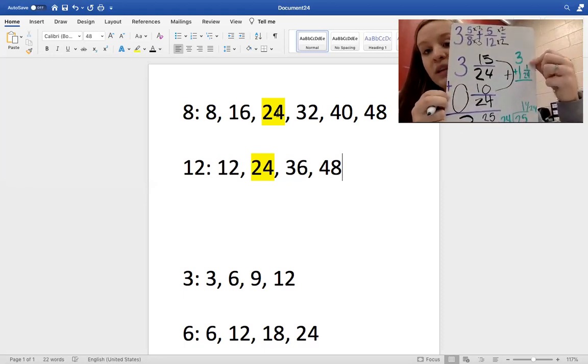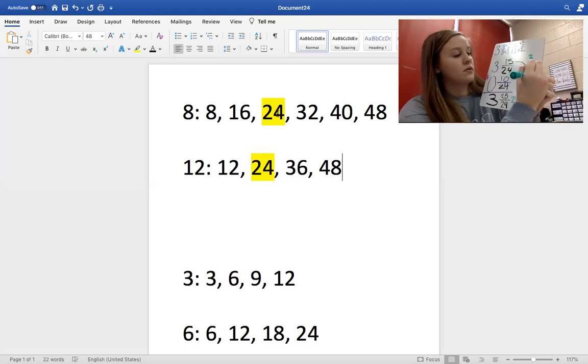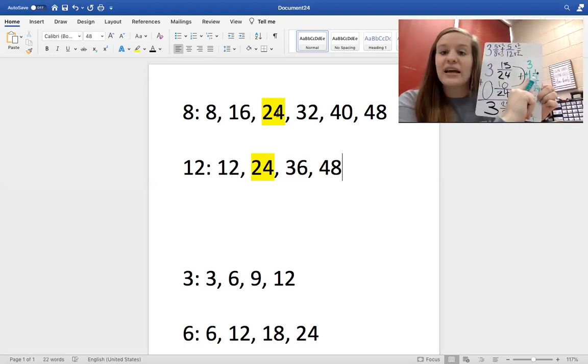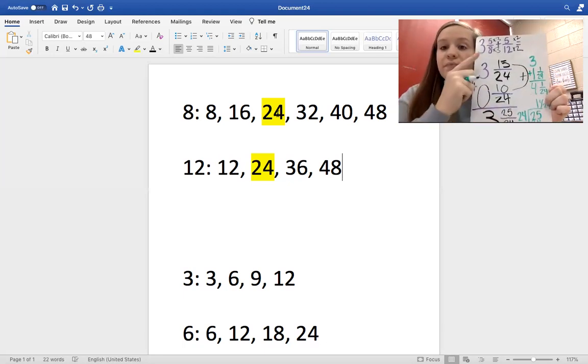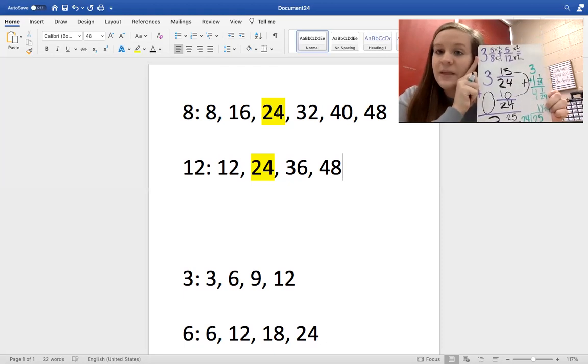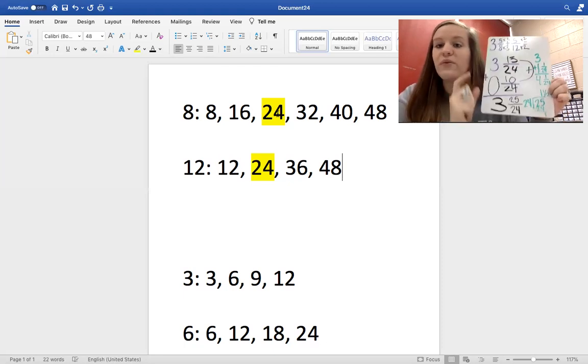So we know our 1/24 is going to stay the same because we're not adding it to anything. And 3 plus 1 is 4. So your answer to 3 and 5/8 plus 5/12 is 4 and 1/24.